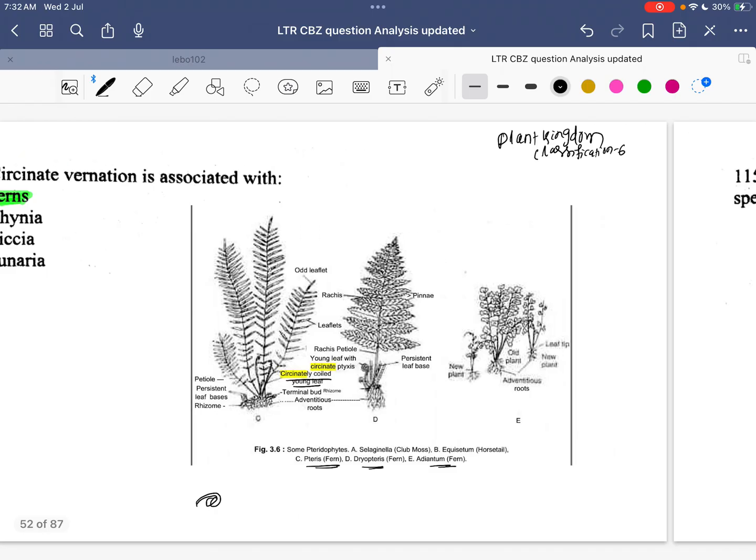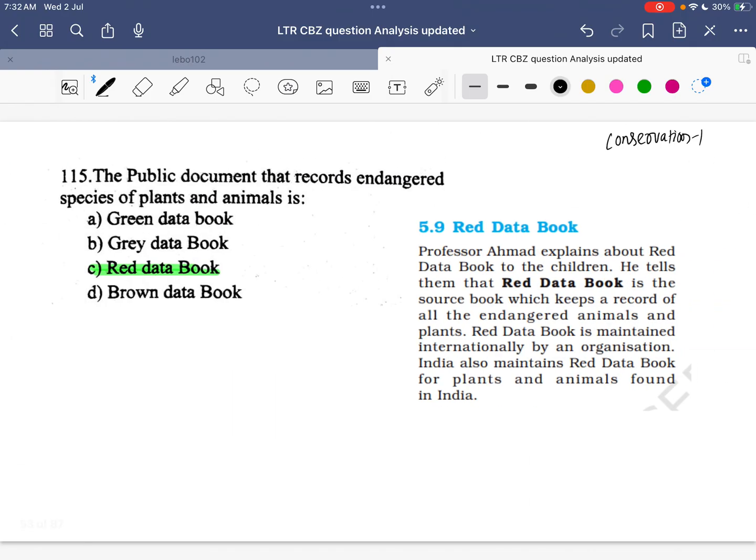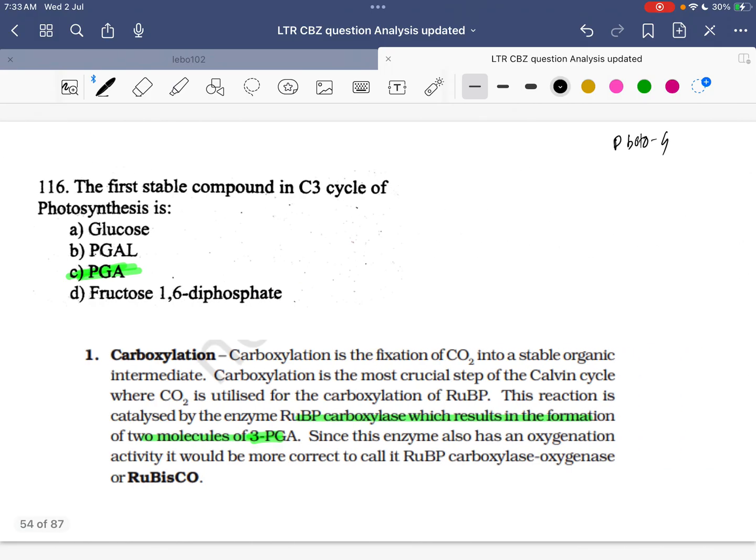Okay, next, question number 115. The public document that records endangered species, you know, that is the Red Data Book. It is in class 7 and class 8 NCERT, conservation of plants and animals. It tells that the Red Data Book is the source book which keeps a record of all the endangered animals and plants. The Red Data Book is maintained internationally by an organization. India also maintains a Red Data Book for the plants and animals found in India. So the answer will be the Red Data Book.